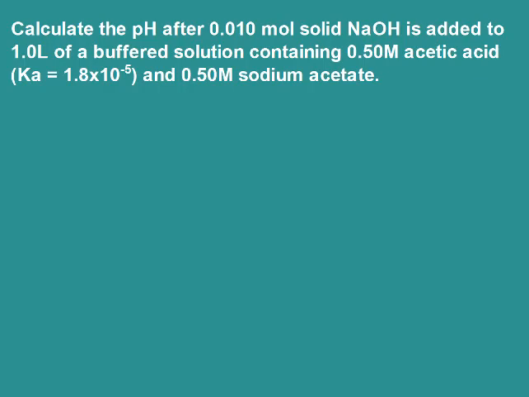So first thing, label all of your pieces. NaOH is a strong base. We have acetic acid, which is a weak acid, and sodium acetate, which is a weak base. The strong substance, which is a base, has to react with its opposite, which is an acid. We want to write a net ionic equation, so we're going to ignore the spectators, which would be sodium on both of these.